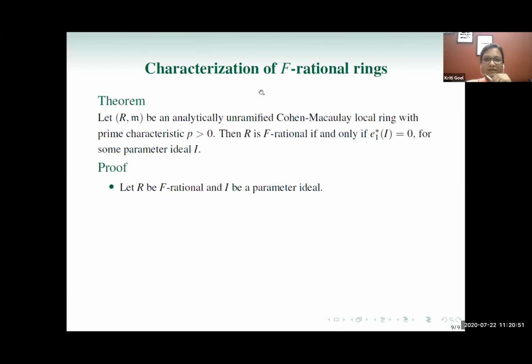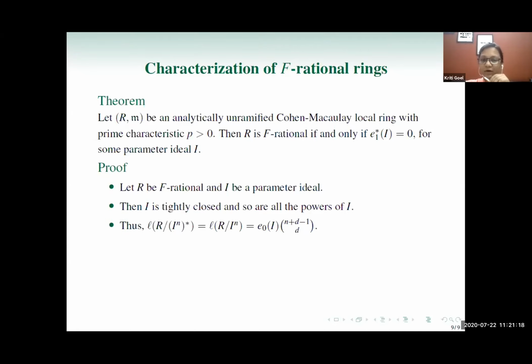Yeah, thanks. So let's look at the forward part. Let R be F-rational and we pick a parameter ideal I. We need to show that e1 star of I vanishes. But by definition, I being a parameter ideal and R being F-rational will imply that the ideal I is tightly closed. And by the previous slide, the result of Watanabe, we get not just I, but all the powers of I are also tightly closed. This means when we look at the tight Hilbert polynomial of the ideal, it coincides with its Hilbert-Samuel polynomial, and this will say further that the coefficient e1 of I, which in this case is e1 star of I, vanishes. So this is the forward part.